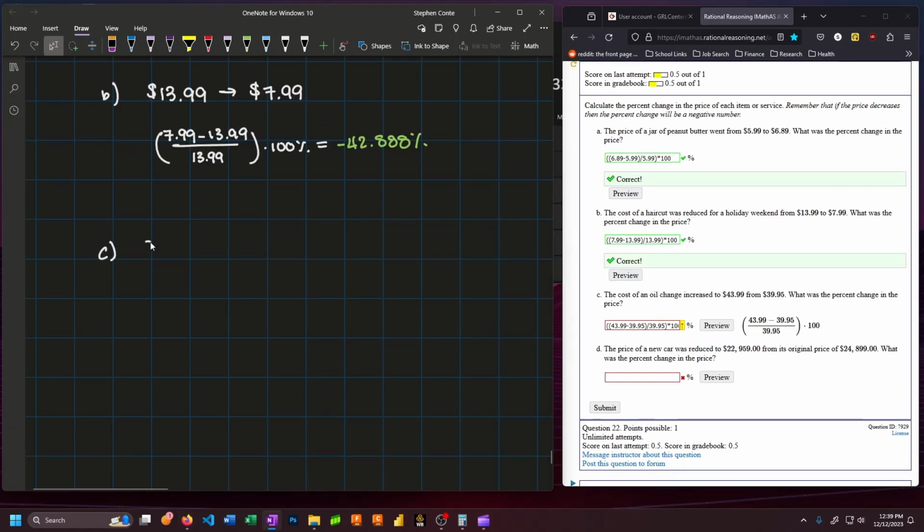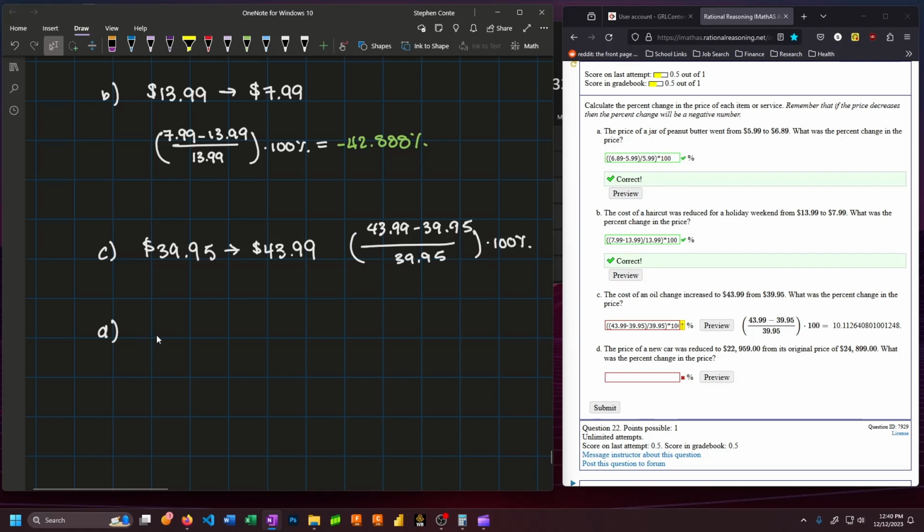We'll do these in a second. So it's 39.95 to 43.99. So then this is a 10% change. Okay? So then again, I'll do 43.99 minus 39.95 over 39.95 times 100%.